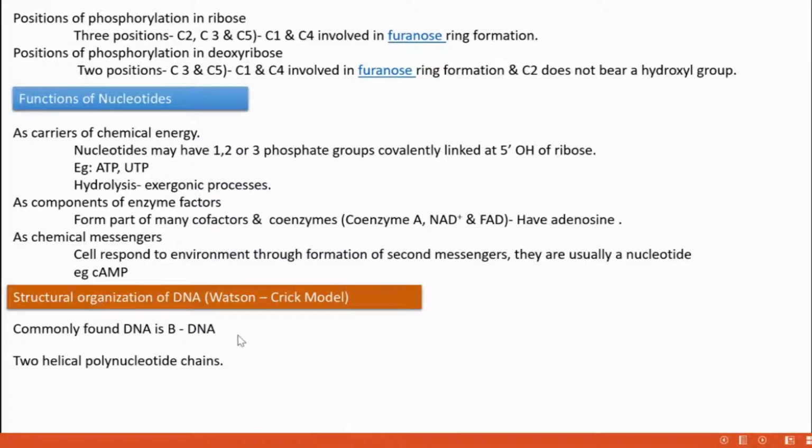Good morning, dear students. Today we are going to continue the remaining portion of the nucleic acid chapter with the heading Structural Organization of DNA.